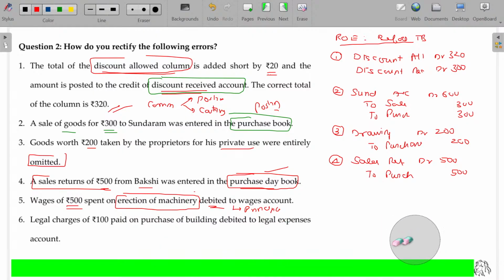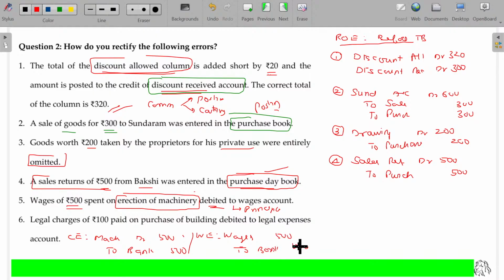Now, what is the correct entry? As the wages payment is for the machinery, you have to debit machinery account. So, machinery account debit to bank. What's the wrong entry? They have wrongly debited to the wages. Wages account debit to bank. The value being 500. In both the cases, bank in credit side. Not a reason for disagreement.